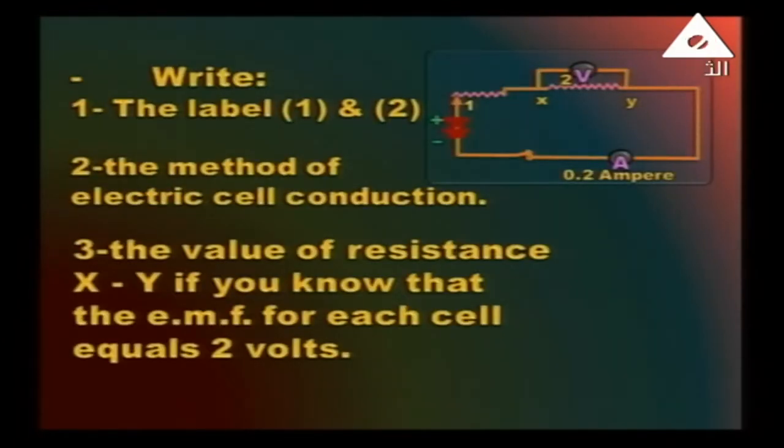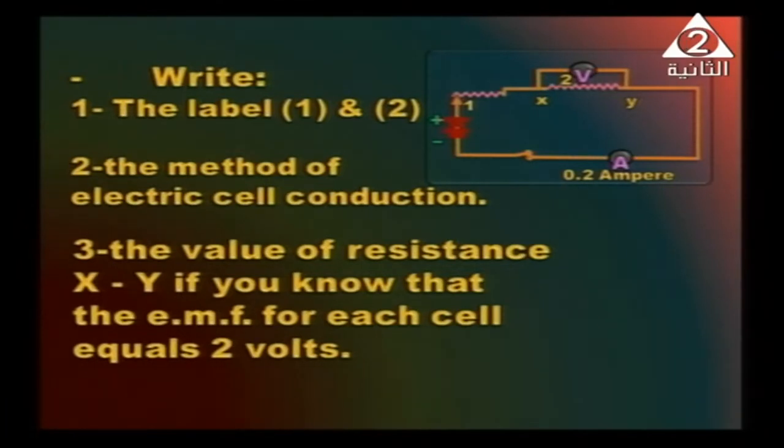This is an electric circuit. Firstly, write the labels number 1 and 2. Number 2, what are the methods of electric cell connection? Number 3, find the value of resistance XY if you know that the electromotive force for each cell equals 2 volt. This is an electric circuit.